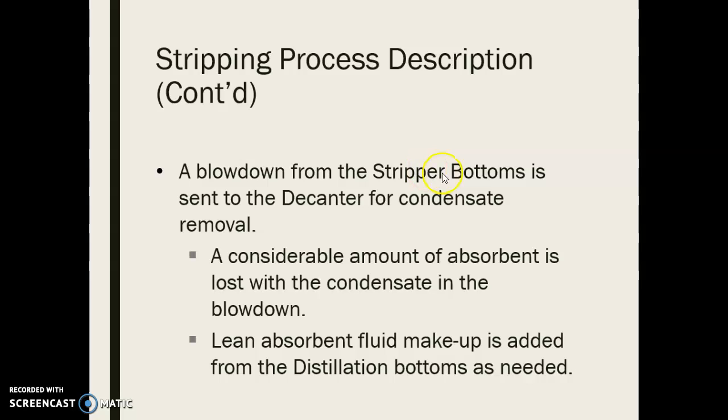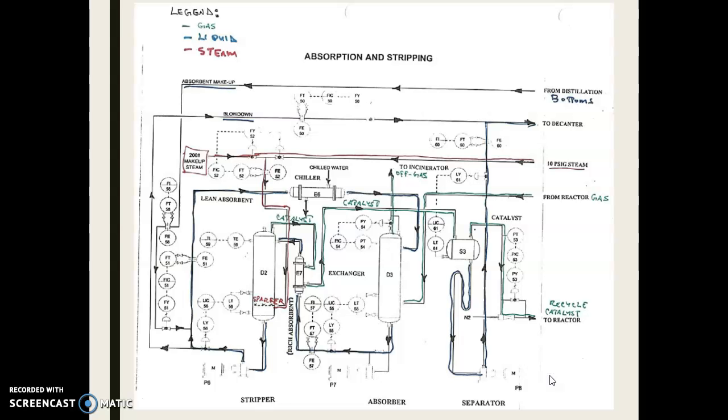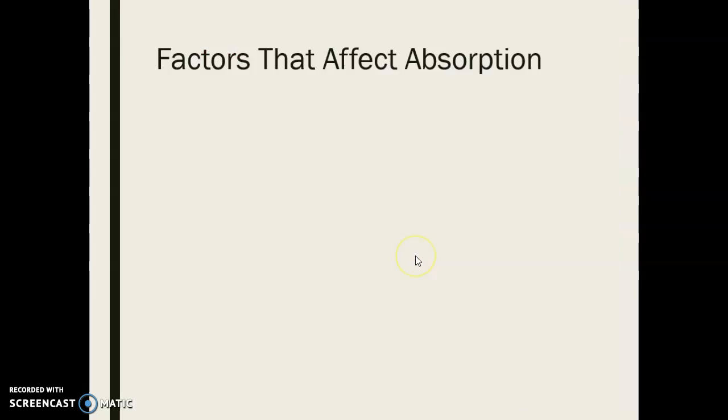Now there's a blowdown from the stripper bottoms sent to the decanter for the condensate removal. A considerable amount of absorbent is lost with the condensate in this blowdown. The lean absorbent fluid makeup is added from the distillation bottoms as needed. Okay, so here is another picture of that.